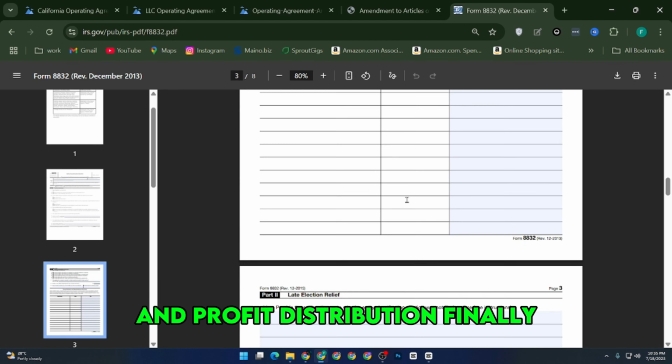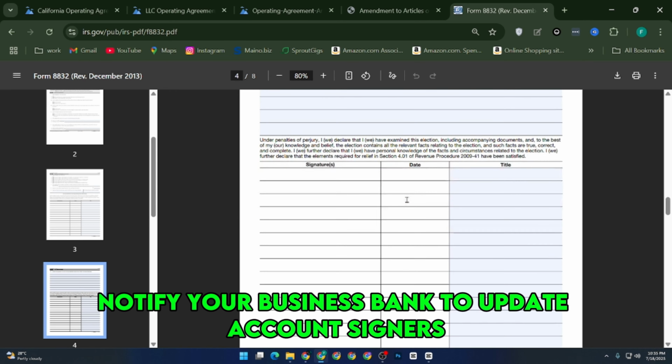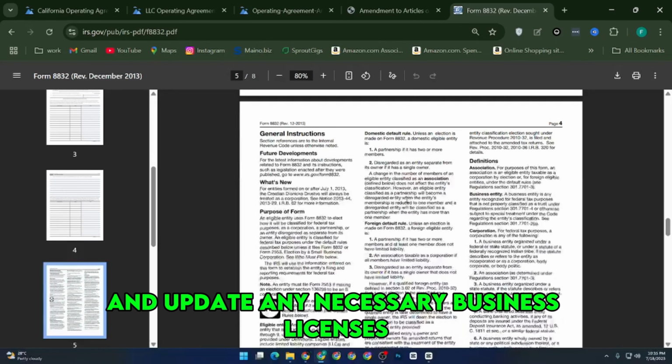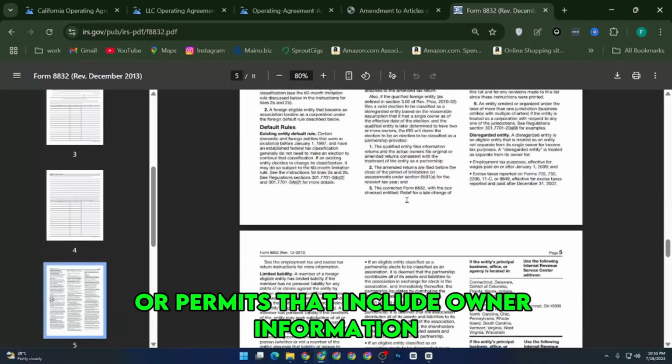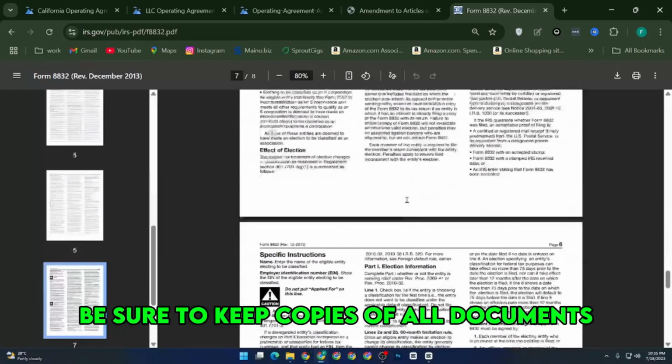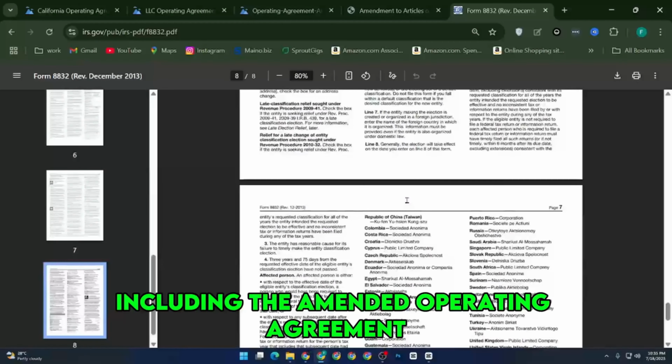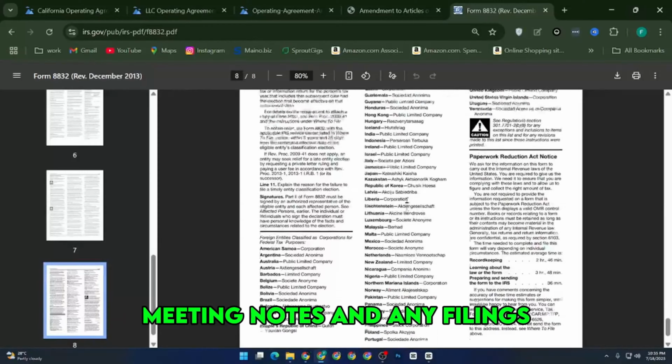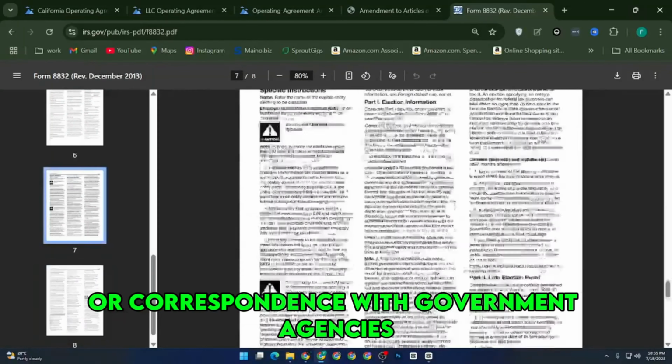profit distribution. Finally, notify your business bank to update account signers or ownership records and update any necessary business licenses or permits that include owner information. Be sure to keep copies of all documents, including the amended operating agreement, meeting notes, and any filings or correspondence with government agencies.